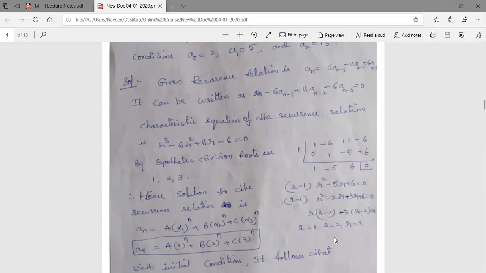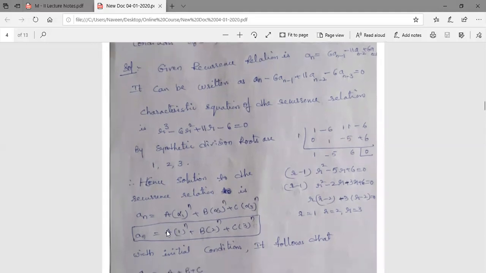When you get three different roots, the solution to the recurrence relation is a_n is equal to a into alpha_1^n plus b into alpha_2^n plus c into alpha_3^n. In the last problem we got two equal roots. In that case, the solution became a_n is equal to (a plus bn) into alpha^n. But here we got three different roots. The solution to this recurrence relation will become a into alpha_1^n plus b into alpha_2^n plus c into alpha_3^n. So by substituting alpha_1, alpha_2, alpha_3 values, we got this solution.